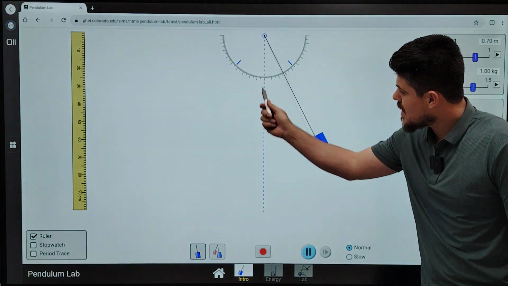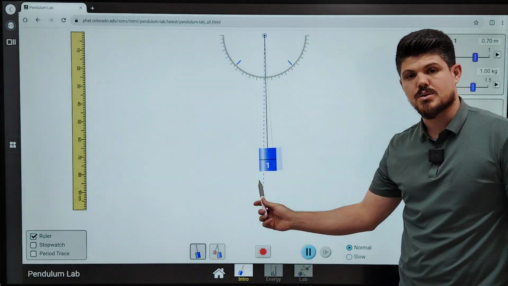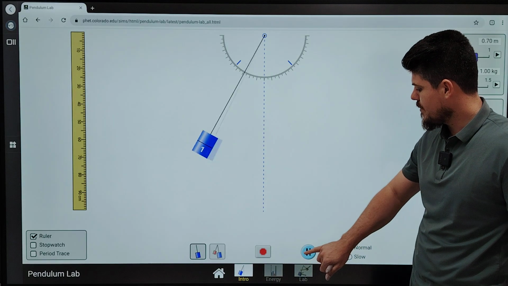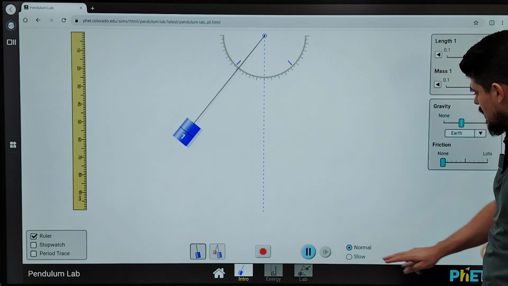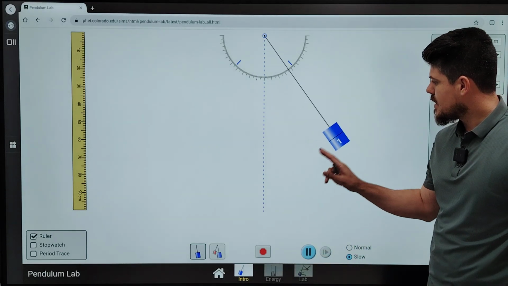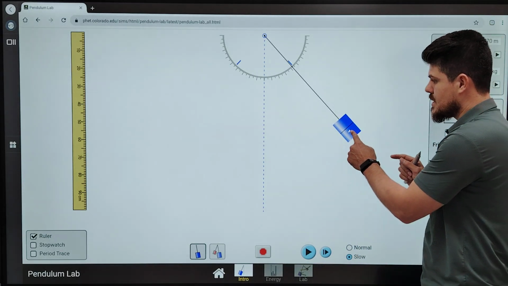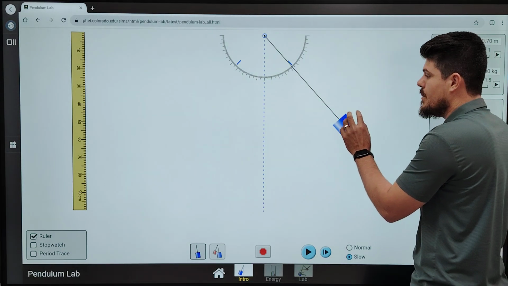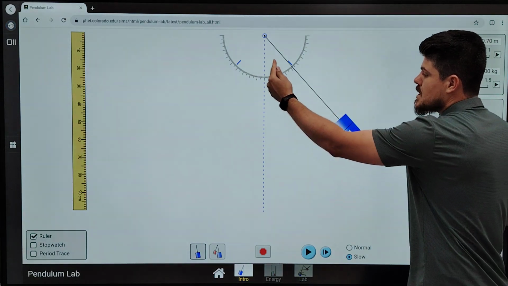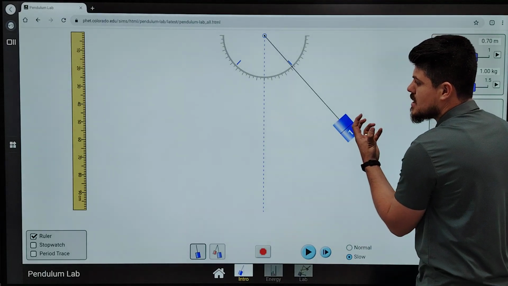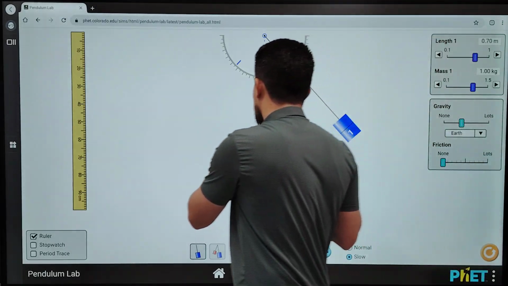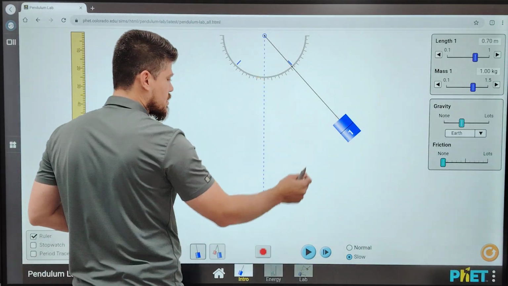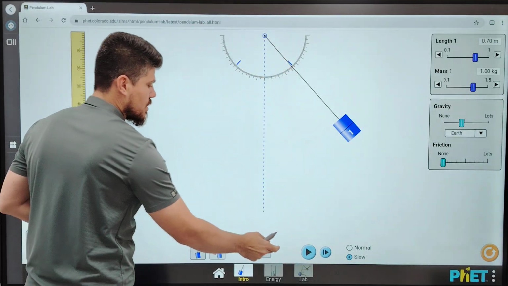This point, these dots, is the equilibrium position. And this is the maximum displacement. When we say maximum displacement of a pendulum, it means the maximum displacement from the equilibrium position on this side, and also you can say the maximum displacement from the other side. From the equilibrium position, the maximum displacement is the angular displacement.